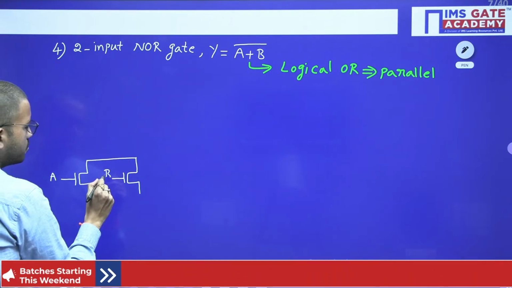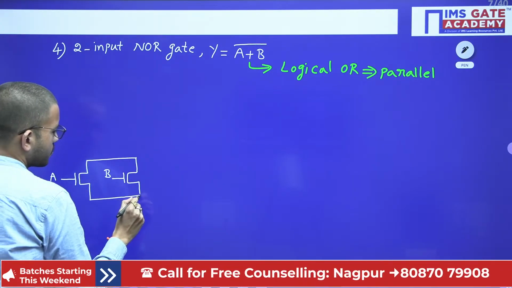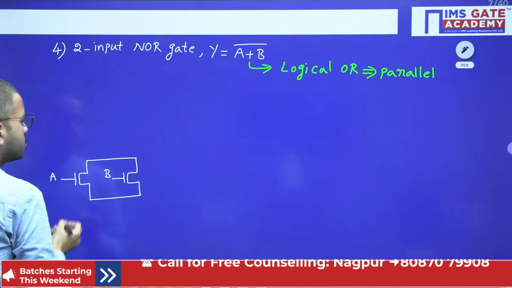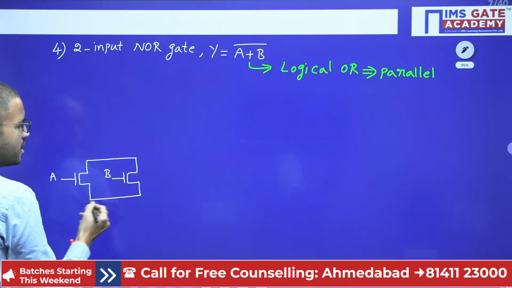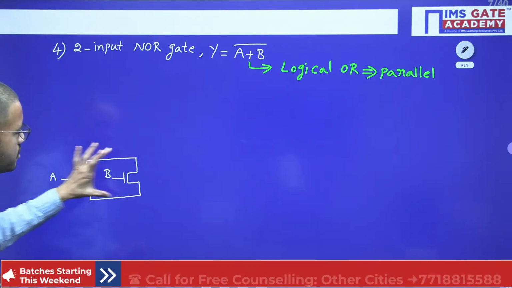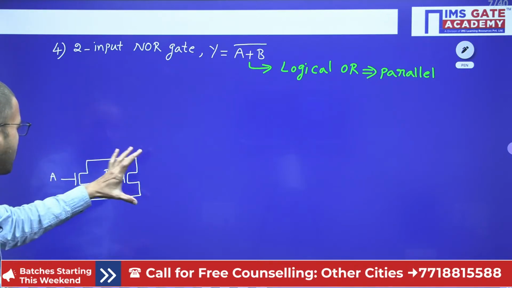Here A and B are the inputs. So here the respective drain terminals and respective source terminals we have tied together. So that means parallel connection.